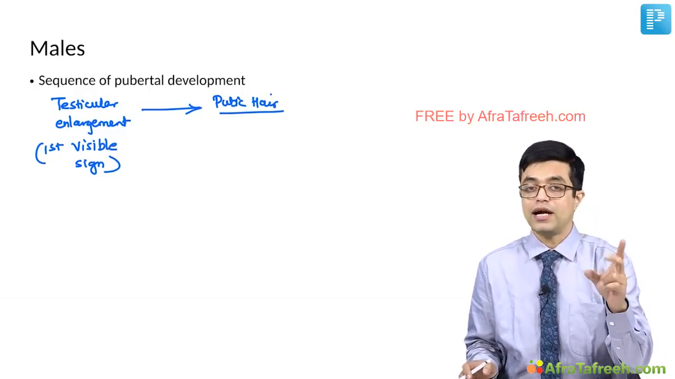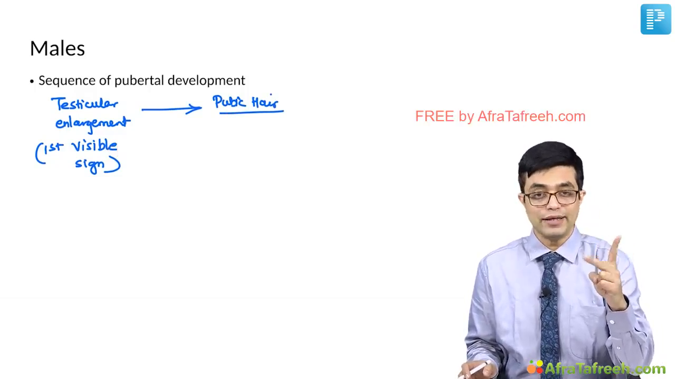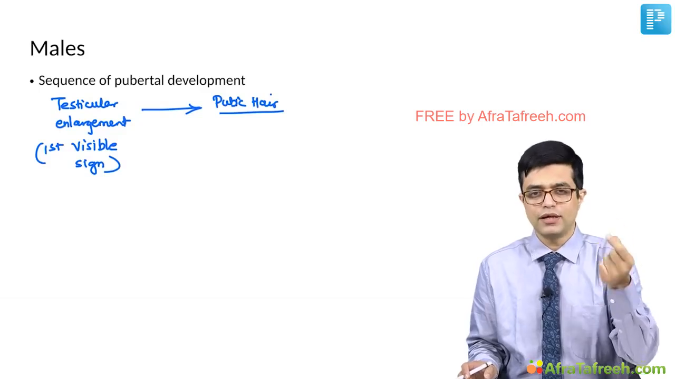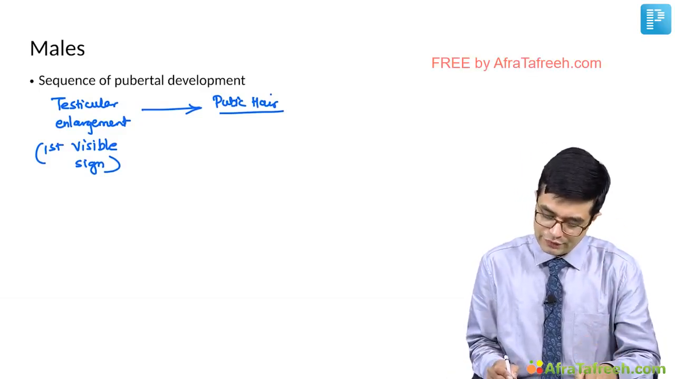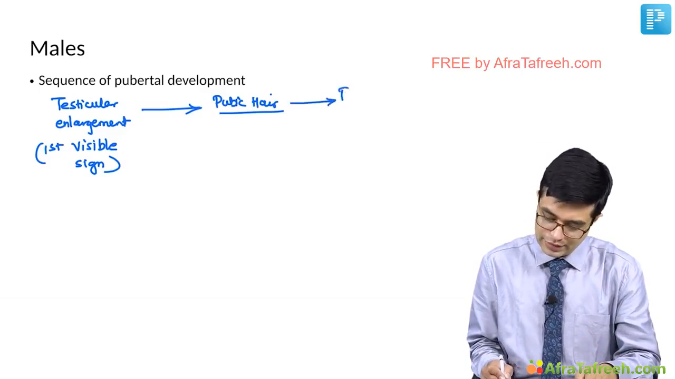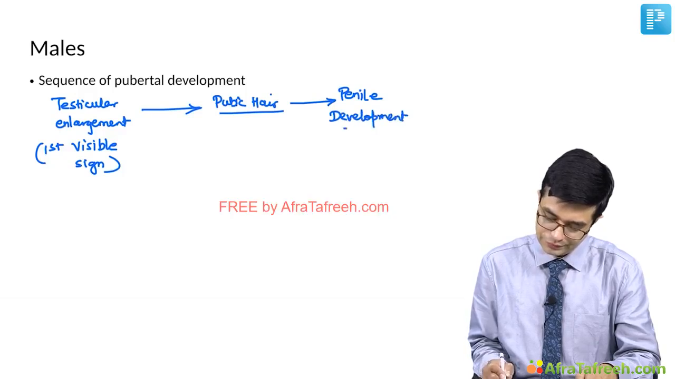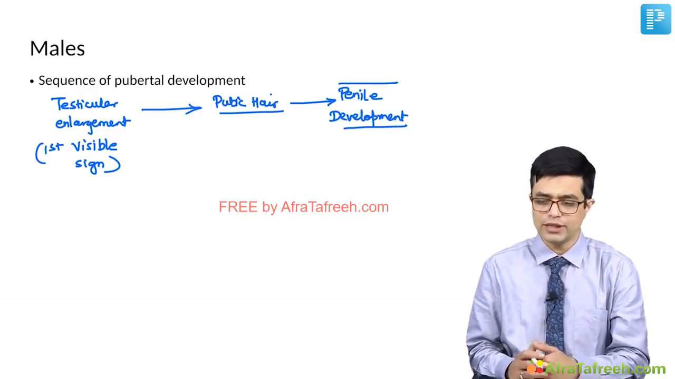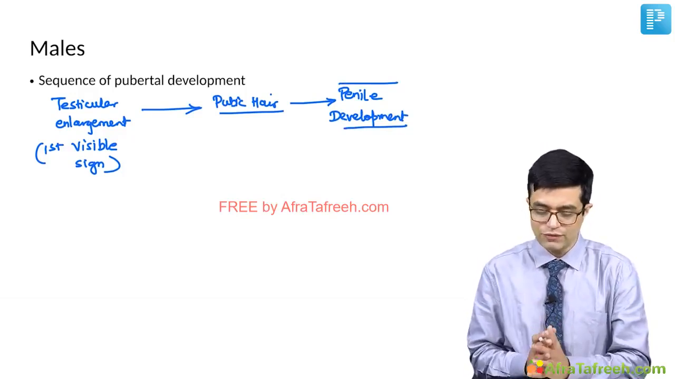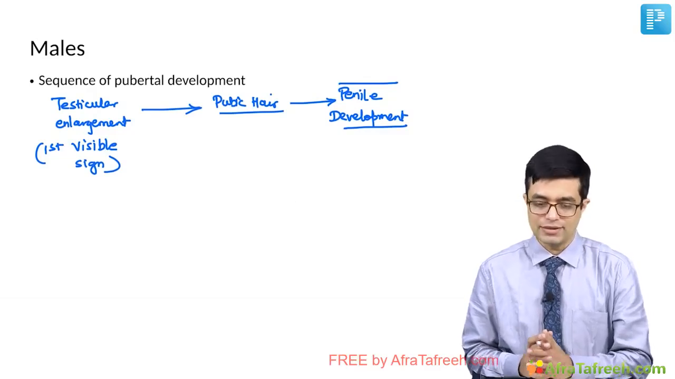Testicular enlargement and scrotal enlargement tend to go hand in hand, and both of them are considered under the same heading, as we will see later. And after pubic hair development, you have onset of penile enlargement. Because length and breadth both are increasing, it is sometimes called penile development. So this is the sequence which is followed in males.